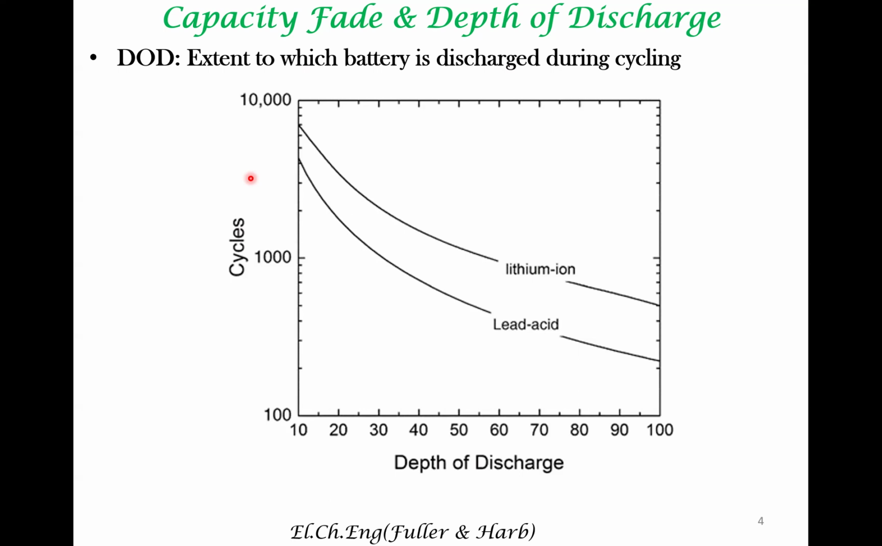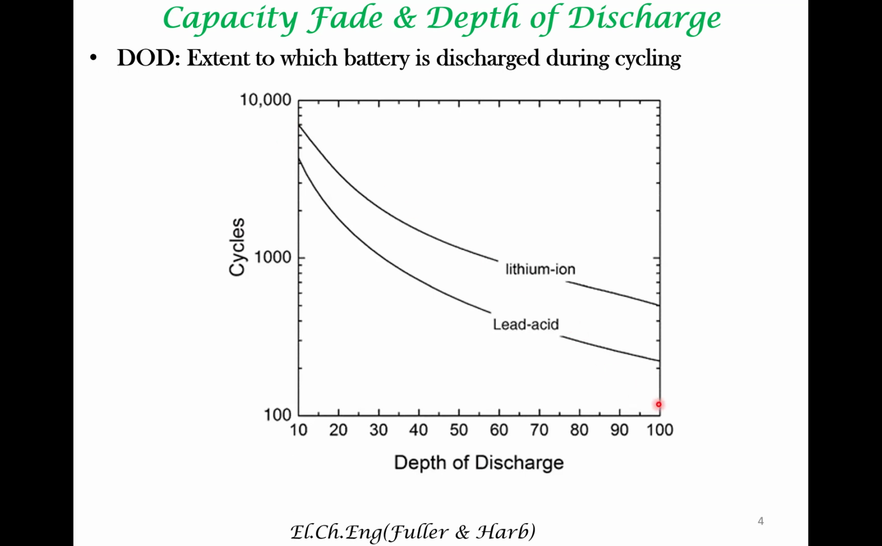For example, if you discharge to, let's say, only 10%, the cycle life is larger. But you typically do not want to keep charging the battery often, right? So even though you may have greater cycle life if you keep discharging only to a lesser extent, that is not really practical.